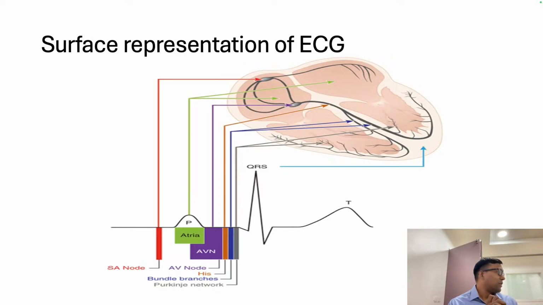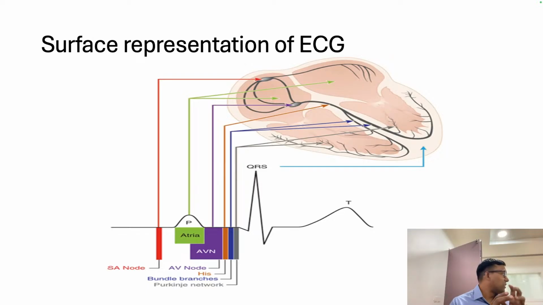Both. Are you sure that it is both? When you are seeing the P waves, is it right atrial activity, left atrial activity, or both? QRS is right ventricle activity, left ventricle activity, or both? Yes, you are correct.